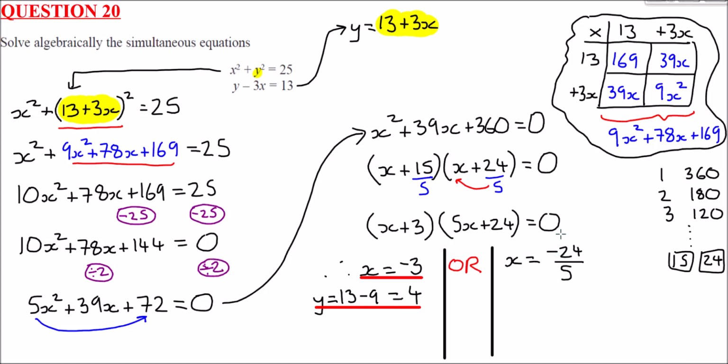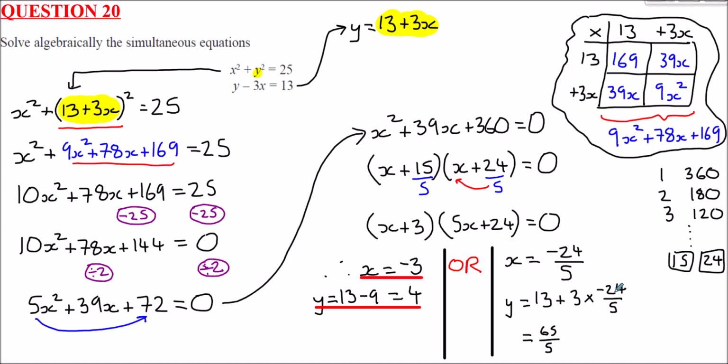The second half of the solution is thinking if x is minus 24 over 5. If that were the case, then y would be 13 plus 3 times minus 24 over 5. Now here we're talking fifths. So I'm going to rewrite 13 as a top-heavy fraction over 5. If I times 13 by 5, that's going to give me 65. So that's the same as 65 over 5.